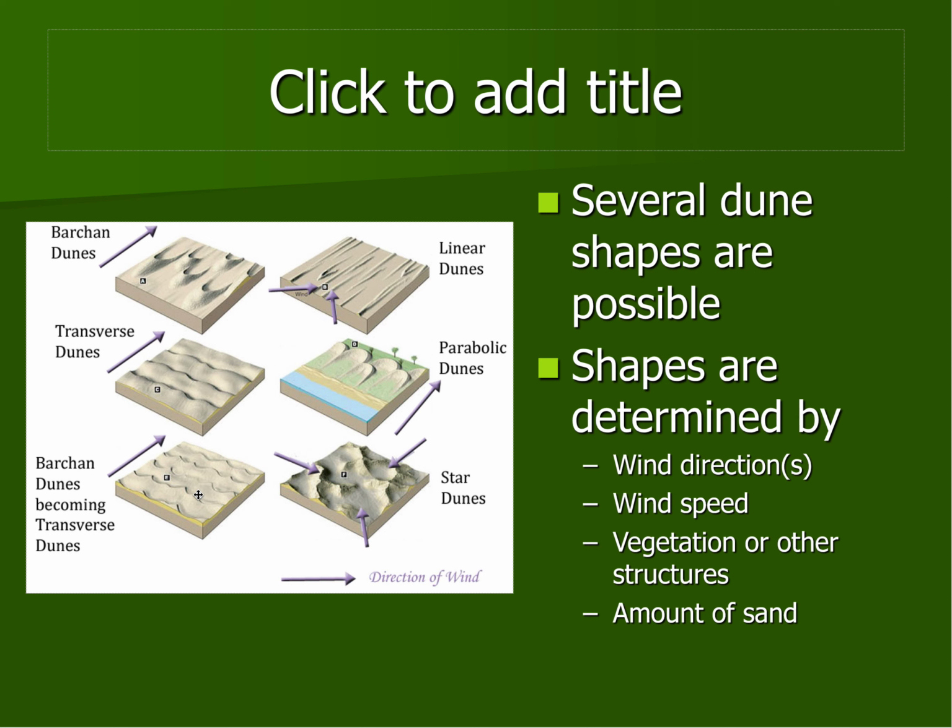I've got one more dune that is unilinear, and this is a parabolic dune. Parabolic dunes occur because we have some type of vegetation or another structure which offers some shelter, and then we get deposition within that center area, and then accumulation up the arms of that parabolic dune shape.